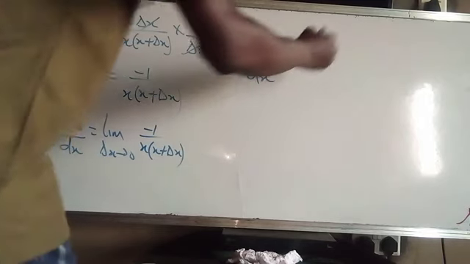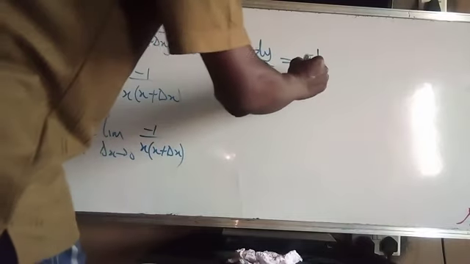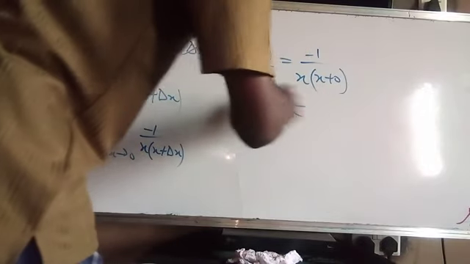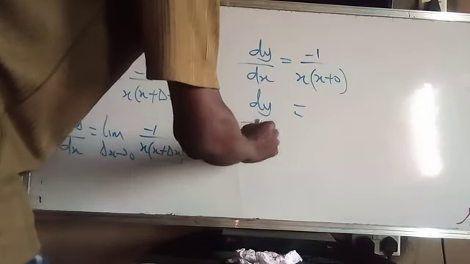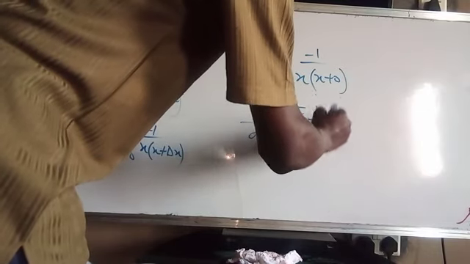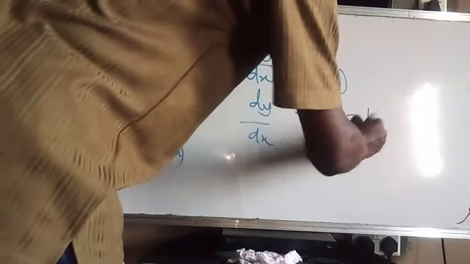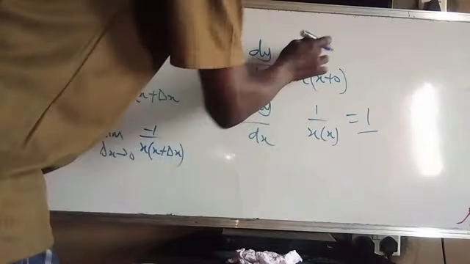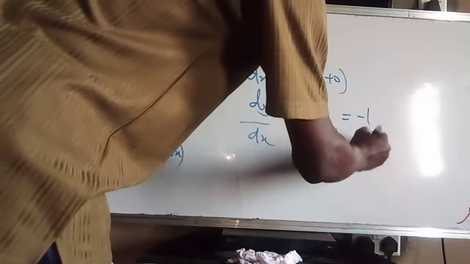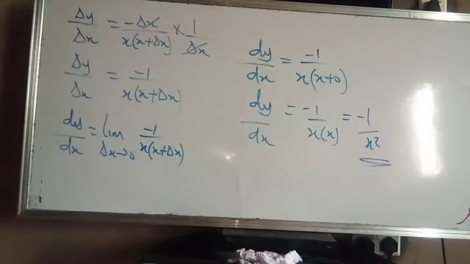So that will give us what? Minus 1 all over x into x plus 0. So that will be what? dy dx now will be equal to 1 all over x times x, because x plus 0 is x. That's 1 all over, sorry, minus 1. Don't forget that minus 1 here. That's minus 1 all over x squared. So from the first principle, the derivative of 1 over x is minus 1 all over x squared.